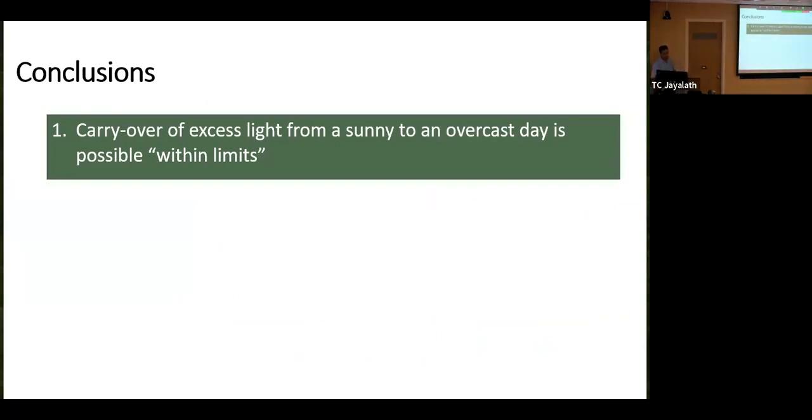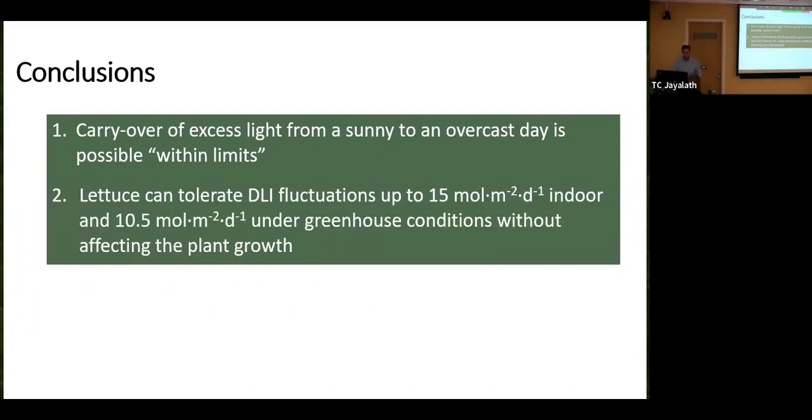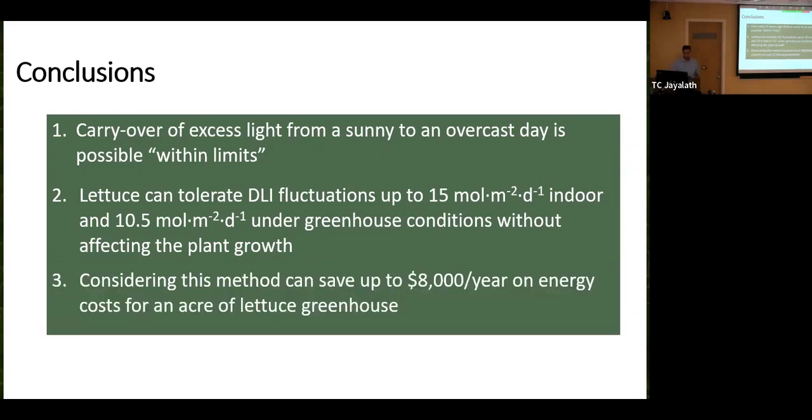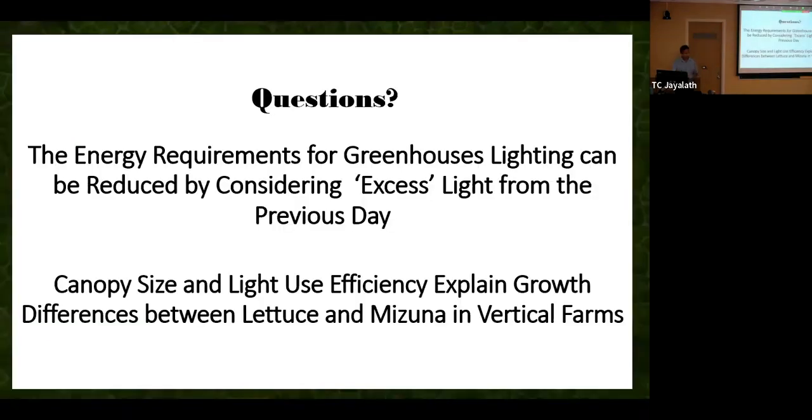Therefore, the conclusions for the third study: carryover of excess light from a sunny day to an overcast day is possible, but within limits. So lettuce can tolerate DLI fluctuations up to 15 moles indoor and 10.5 moles under greenhouse condition without affecting the plant growth. Considering this method can save up to $8,000 per year on energy cost for an acre of lettuce greenhouse production. So that is the end of 3 studies.